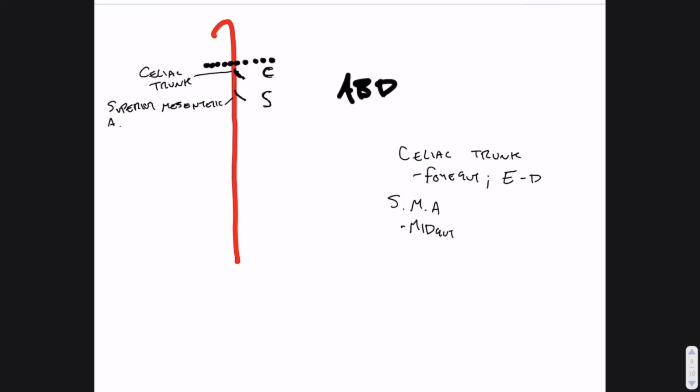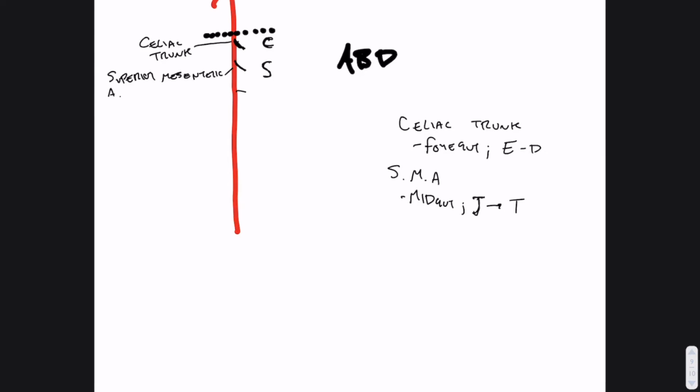The superior mesenteric artery supplies our midgut, which, if you can remember, is our jejunum to our transverse colon. So jejunum, ileum, cecum, ascending colon, and then that transverse colon. So all of those organs are supplied by the superior mesenteric artery.